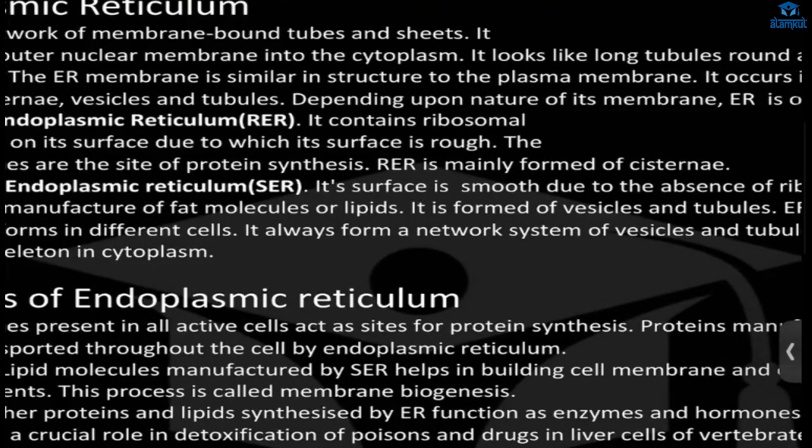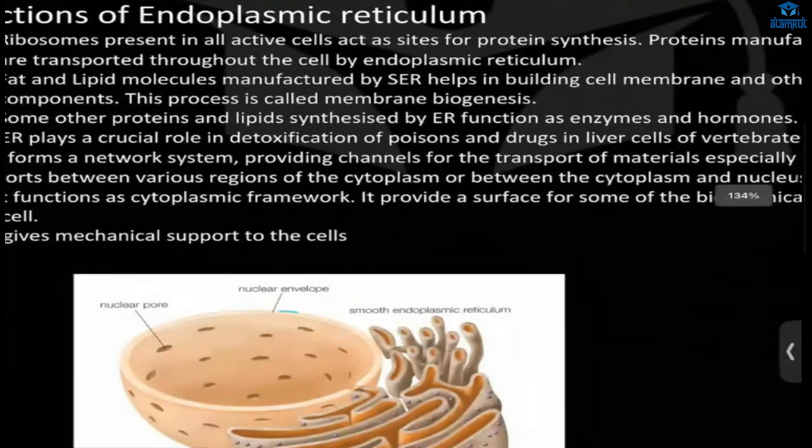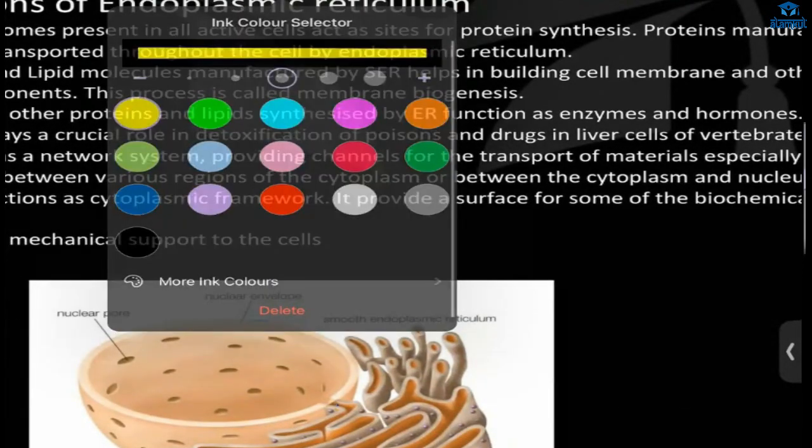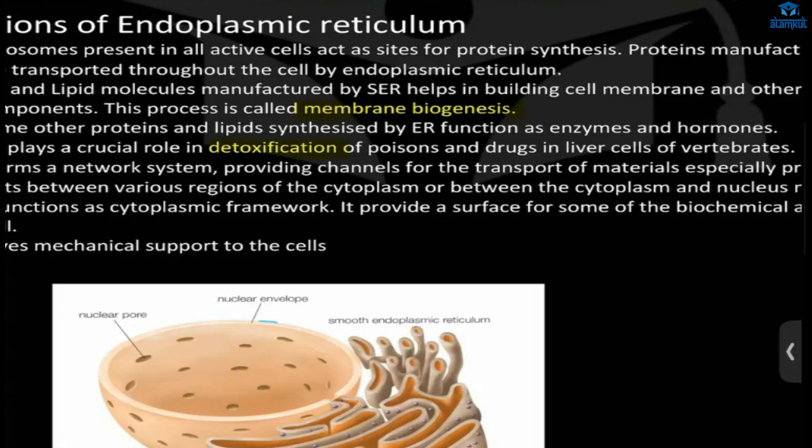Smooth endoplasmic reticulum, as I already told, doesn't have ribosomes. It helps in the processing of lipids and fats, and this helps in the formation of the cell membrane. This is called membrane biogenesis. The other work of smooth ER is detoxification of poisons or drugs in the liver cells of some vertebrates.